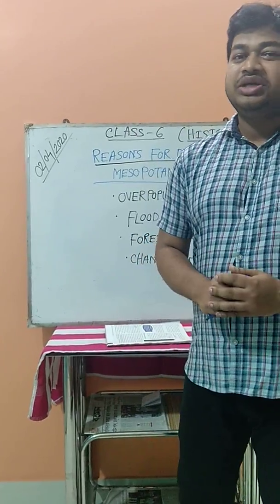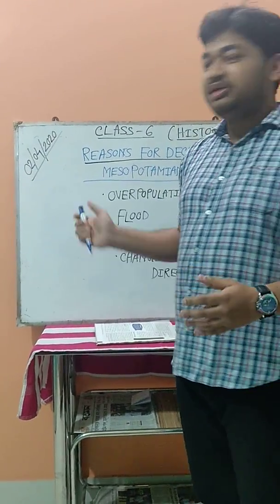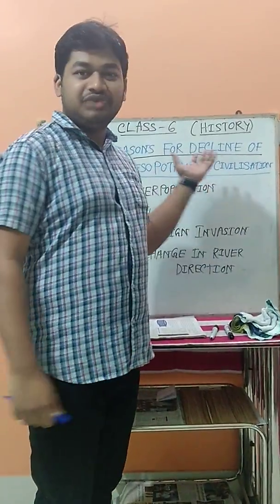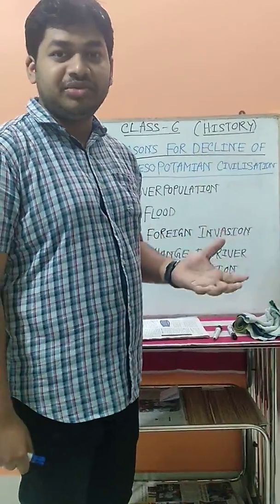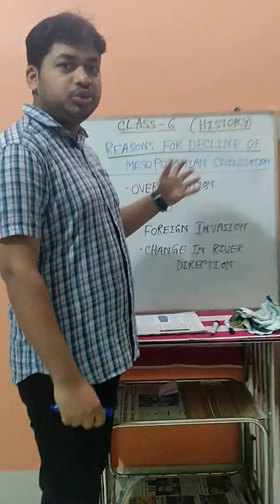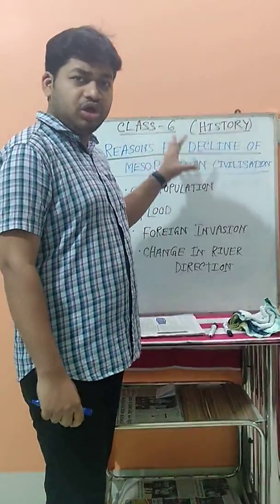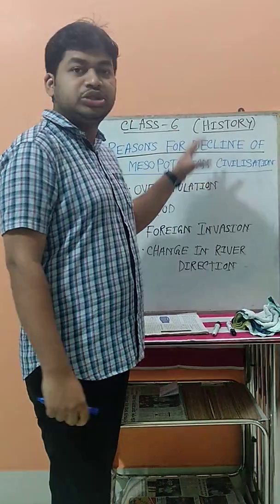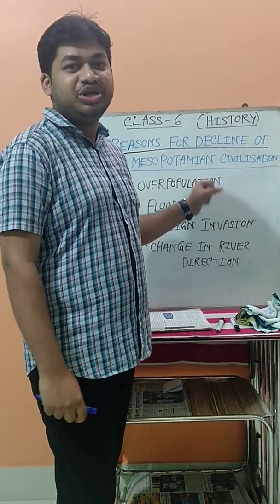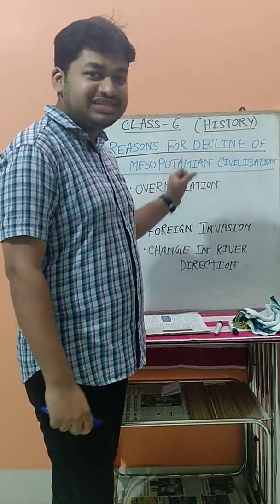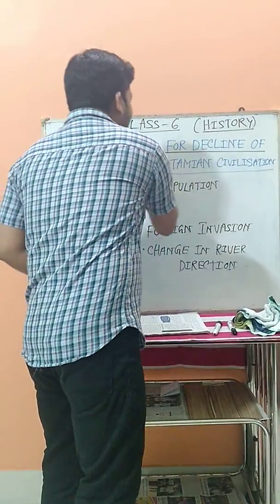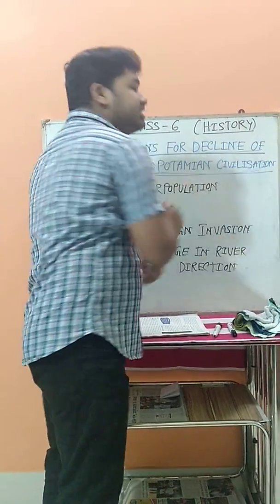Now, today I'm going to discuss the remaining portion from your first chapter. What is the first chapter here? That is the Mesopotamian civilization. Last day we already completed almost all the portions. Today I'm just going to discuss the last portion of this chapter: the reasons for the decline of the Mesopotamian civilization.